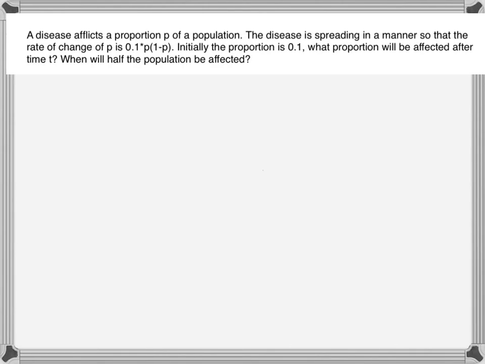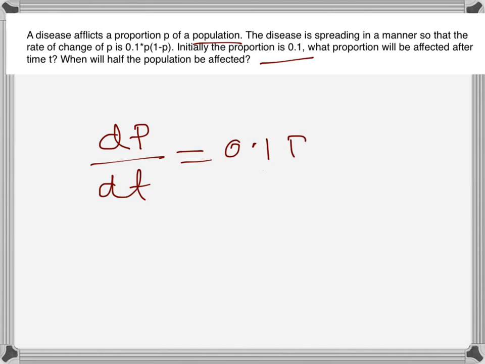A disease afflicts a proportion P of a population. The disease is spreading in a manner so that the rate of change of P is 0.1 times P times (1 minus P). Initially the proportion is given as 0.1. We need to find what is the proportion after time t. So it's given that the rate of change of the proportion is equal to 0.1 P times (1 minus P).